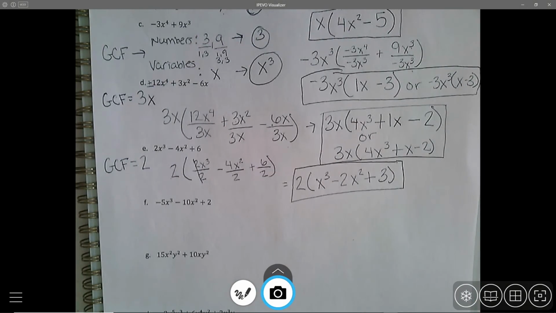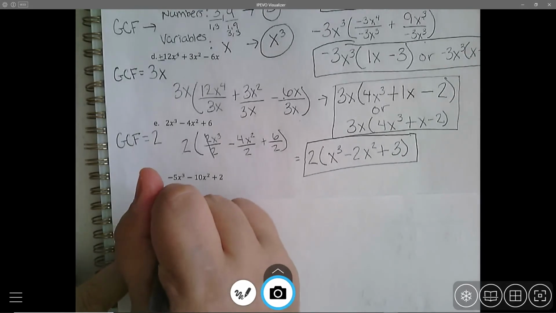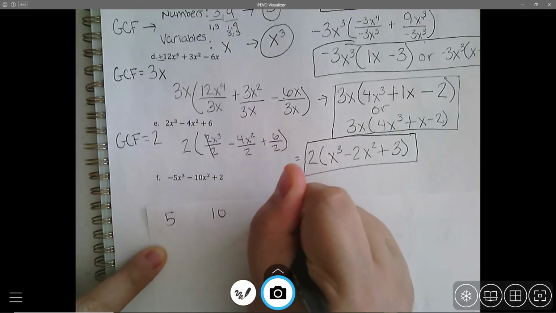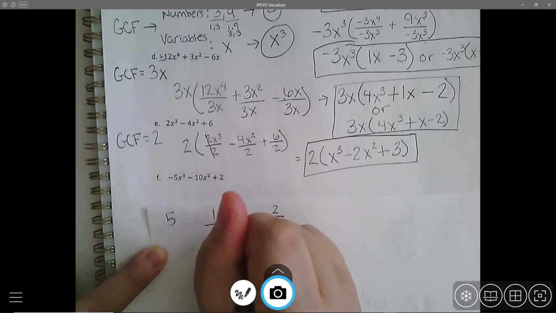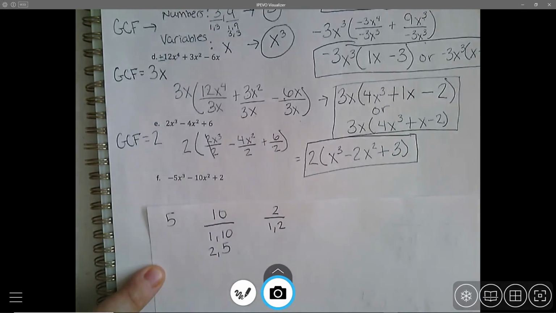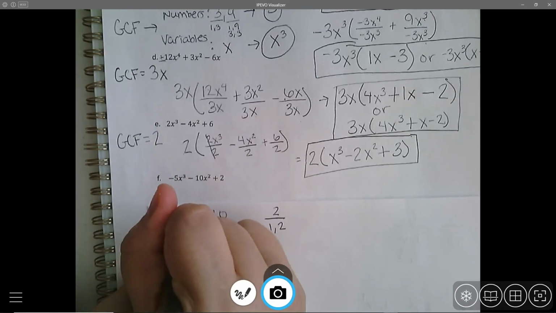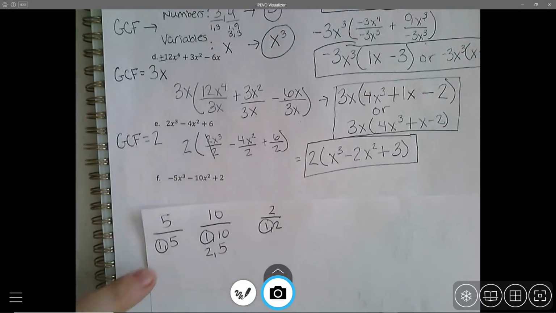Now, looking here at F. If we go through it like we've been seeing the last couple, 5, 10, and 2. Factors of 2 are 1 and 2. Factors of 10, 1 and 10, 2 and 5. Factors of 5 are 1 and 5. The only number that all three of them share is a 1. That means no GCF for numbers. Remember, a GCF of 1 means no.